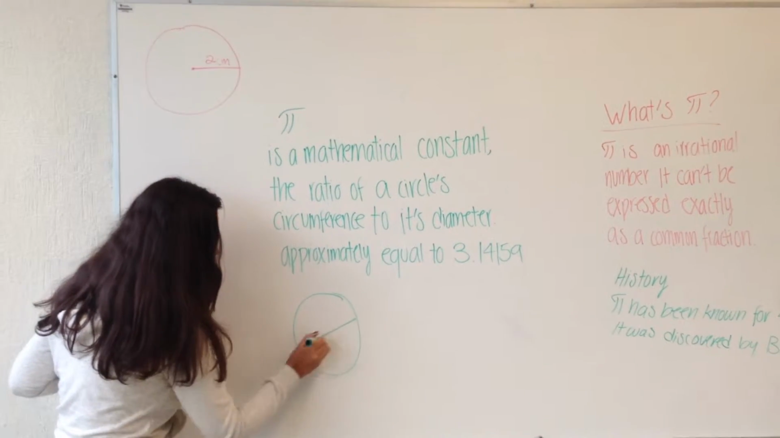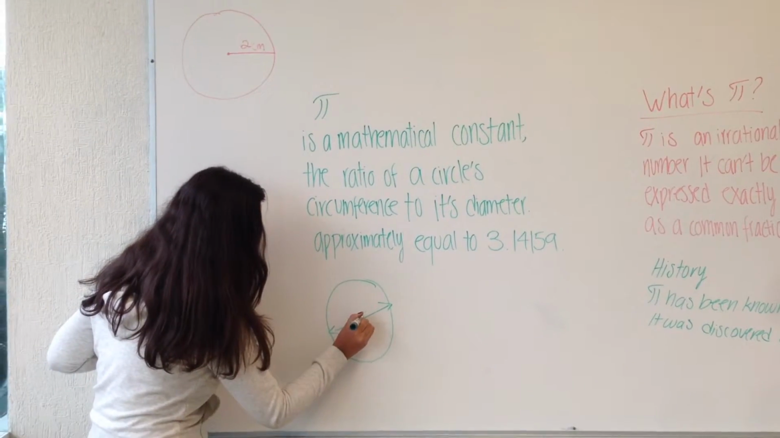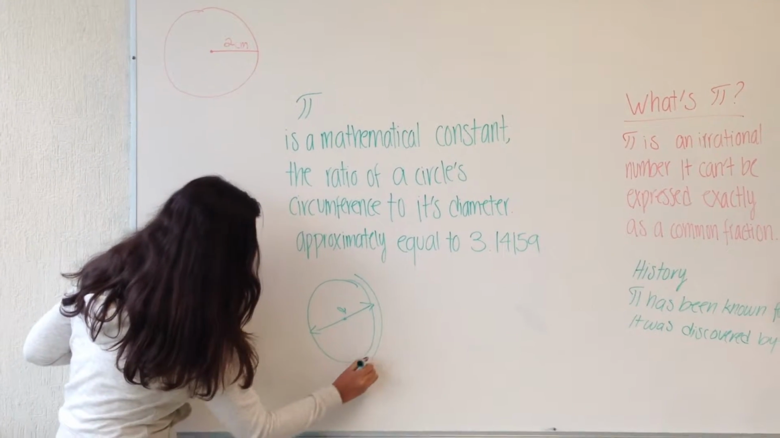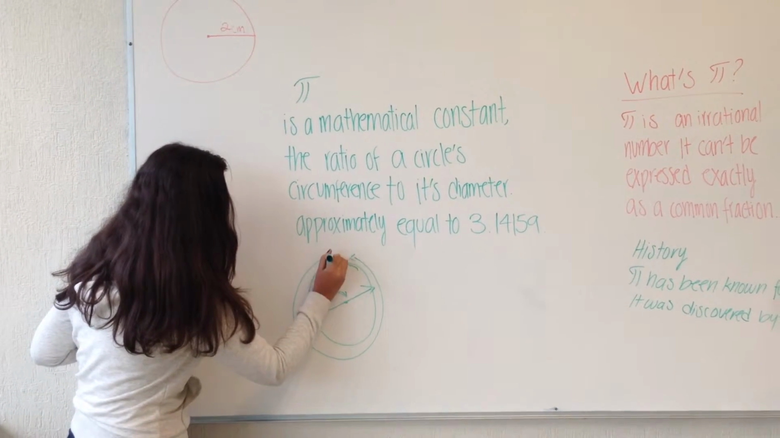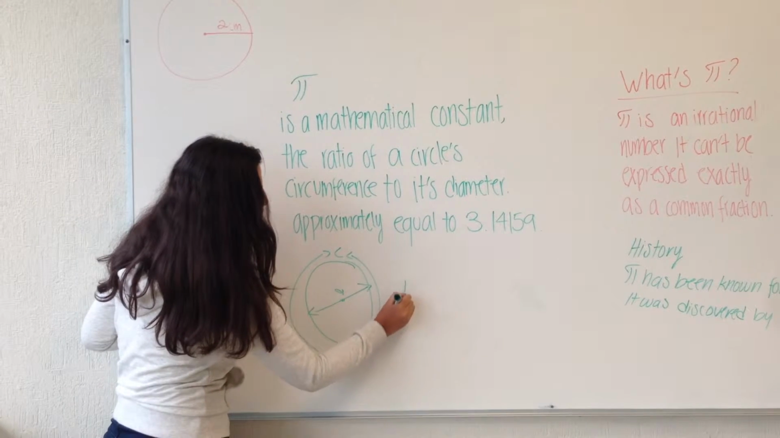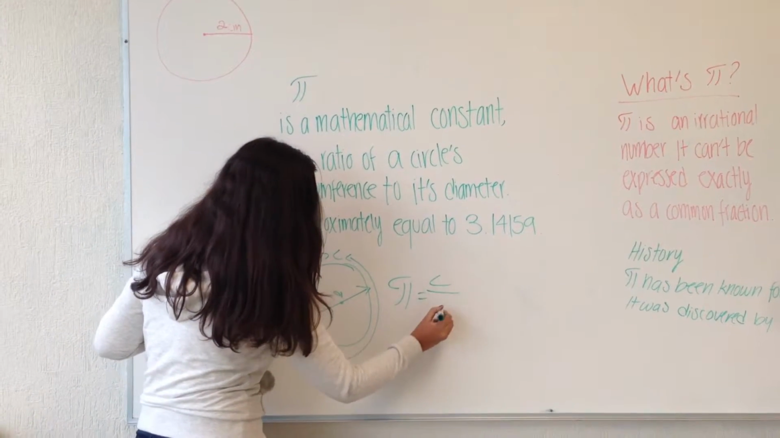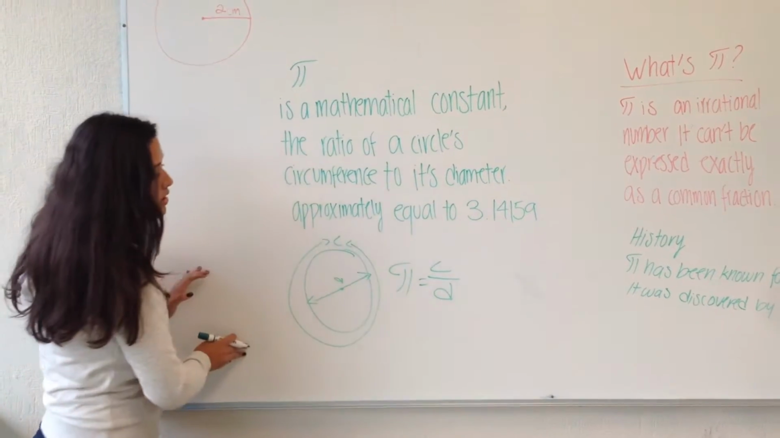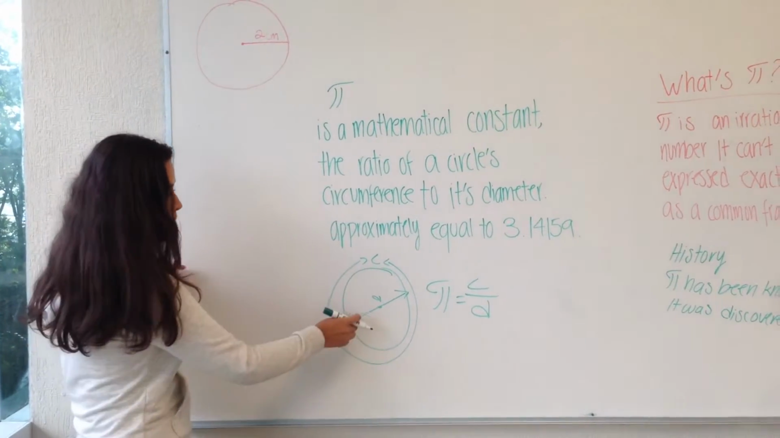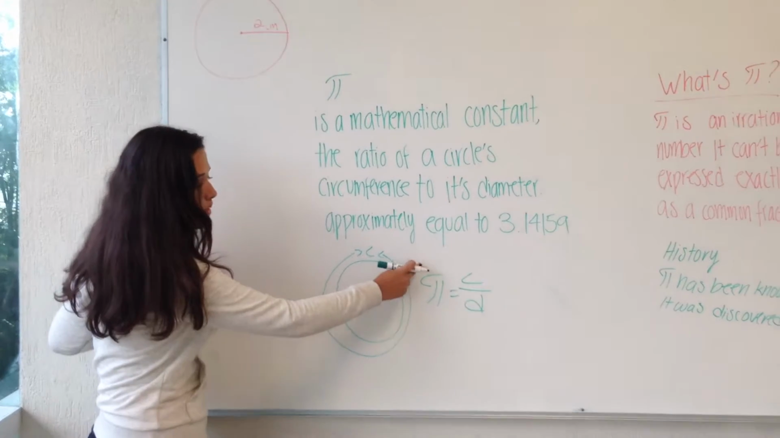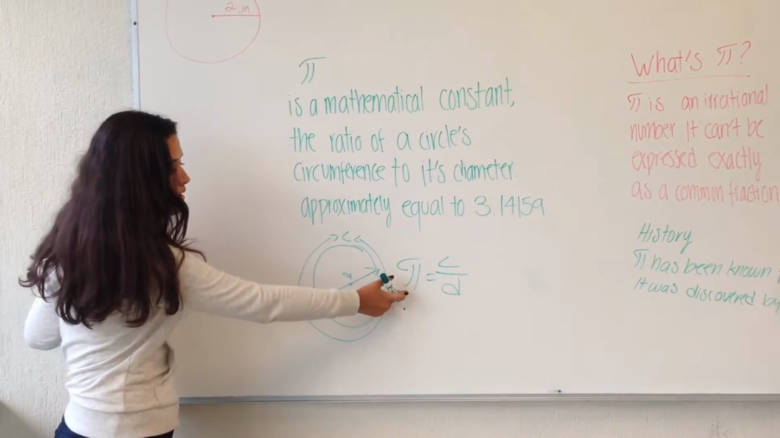So to get the number pi, you have a circle and you have the diameter. You have to divide the circumference of the circle by the diameter. So pi is equal to circumference divided by the diameter. It doesn't matter what the size of the diameter is. If we divide the circumference by the diameter, it's always going to be pi.